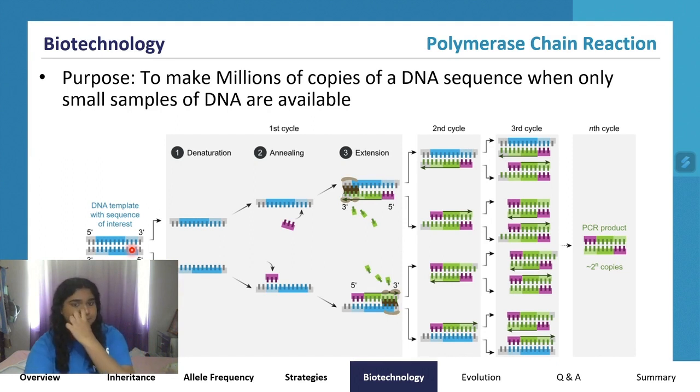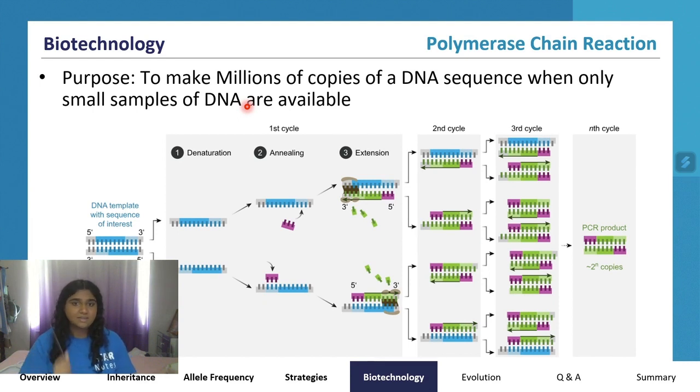That copy of DNA is then going to go through something called denaturation, which is basically a step where the sample is heated to a very, very high temperature, which causes the hydrogen bonds between the bases to break apart and then separate the two strands out. The second step that happens is called annealing. So annealing is where the temperature is then decreased.